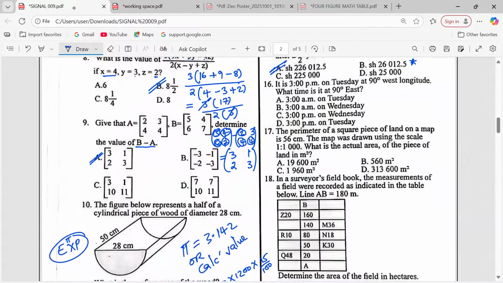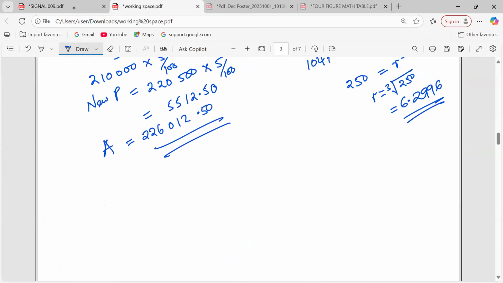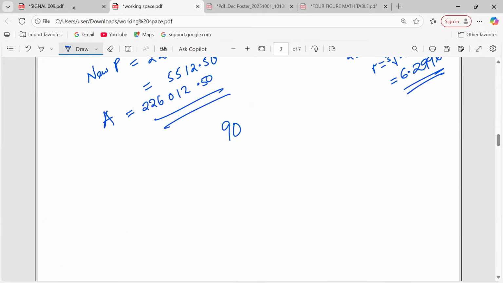Focusing on number 16. Now it is 3 p.m. on Tuesday at 90 degrees west longitude. What time is it at 90 degrees in the east? We look at what we call time difference and longitude difference. 90 west and 90 in the east.